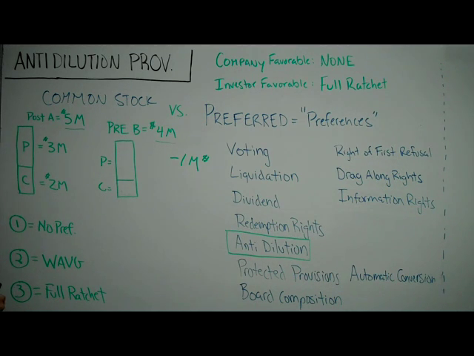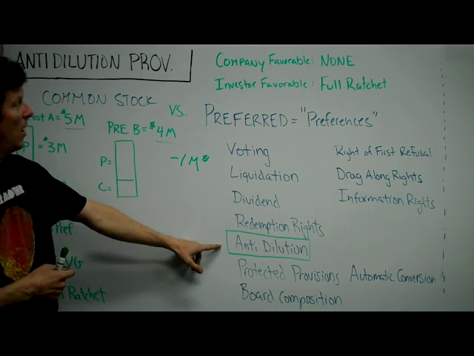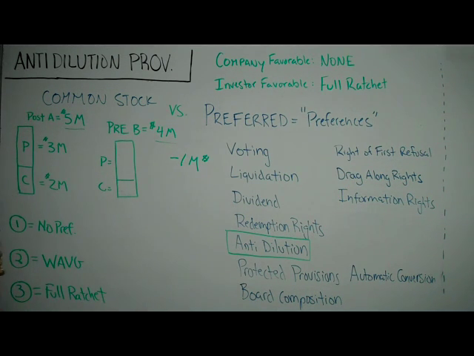So remember, bad things happen, the value of the company drops, you have a down round, there's going to be some dilution. Who shoulders that? If you're a preferred stock shareholder and you have an anti-dilution provision, odds are you won't shoulder as much of that dilution as you would if you had no provision at all.